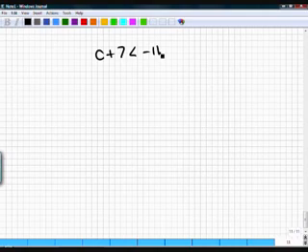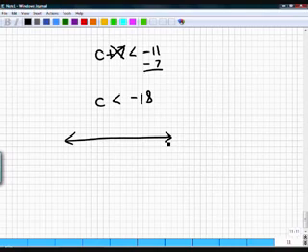What variable are we trying to get by itself? C. So what are we trying to get rid of? We want to move plus 7 to this side, so it's going to become negative 7. Mark it out. You got rid of it. You now have C is less than negative 18. That's it. I do want you to be able to do this, though.